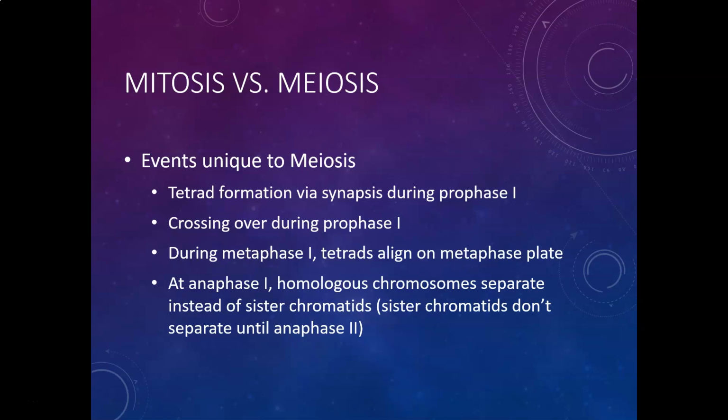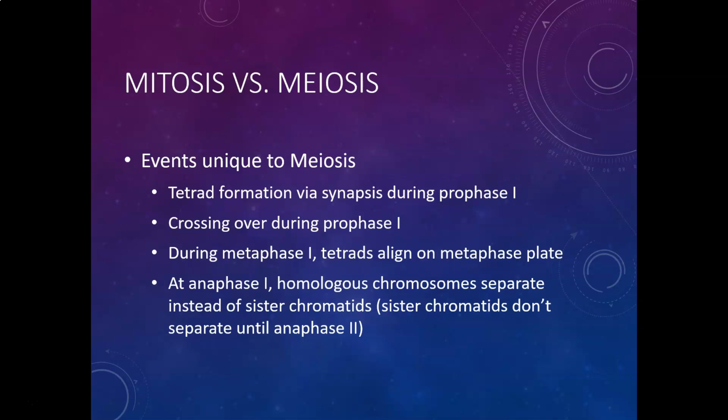So when we look at sort of unique events to meiosis, that tetrad formation during prophase 1 is a big one. That's going to allow that crossing over to happen and allow us to initially start mixing up genetic information between the chromosomes that your parents gave you. So between chromosome 1 from your mom and chromosome 1 from your dad, we're going to start mixing up some information there. Between chromosome 2 from your mom and chromosome 2 from your dad, we're going to start mixing up some information there. And that's what that crossing over allows us to do. We create what they call recombinant chromosomes as a result of crossing over.